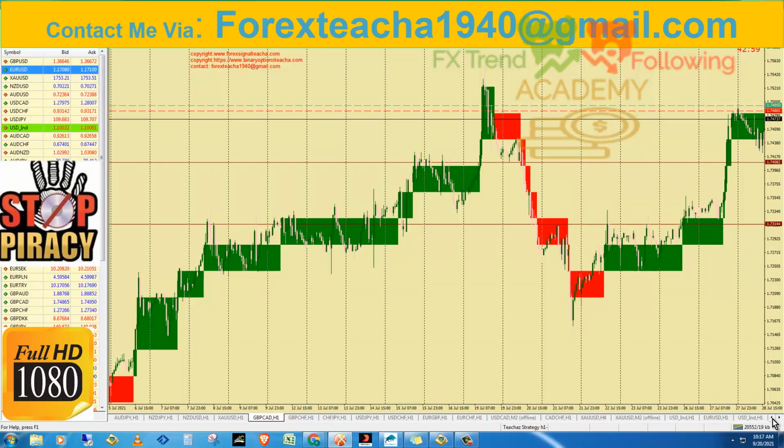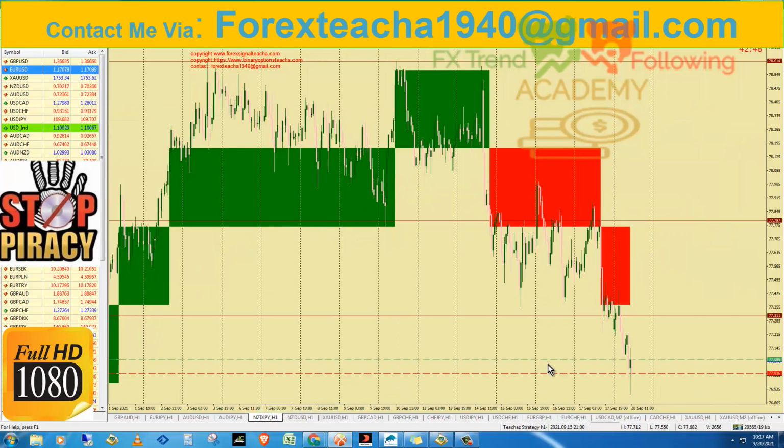I think the last signal I sent you guys was on New Zealand JPY. This is the one. You can see I sent a signal exactly on this line right here. I said, guys, sell New Zealand JPY. You can see right now the trade is running in profit, and it has gone down all the way, I think 80 pips. So I just want to take this time and also update this video live.